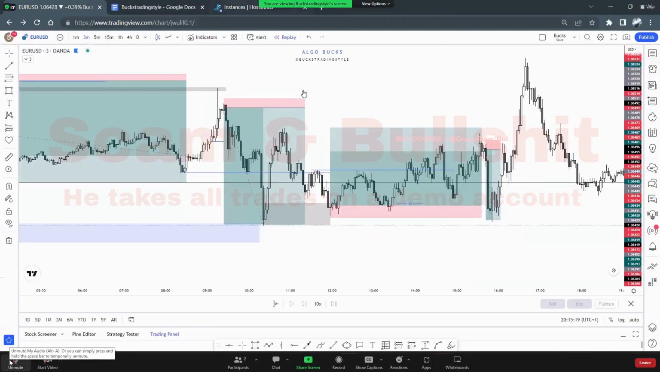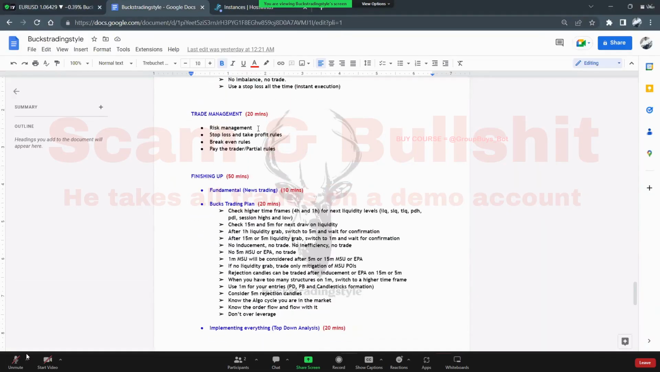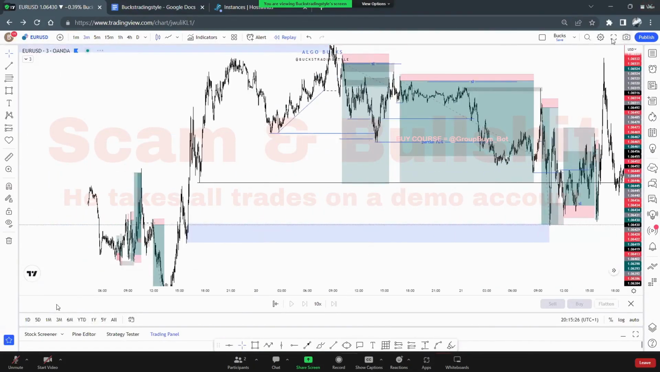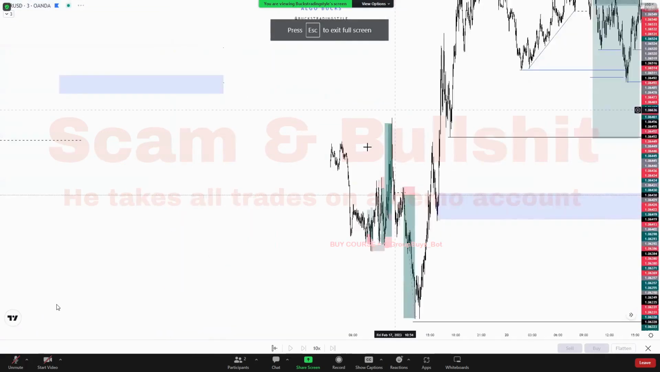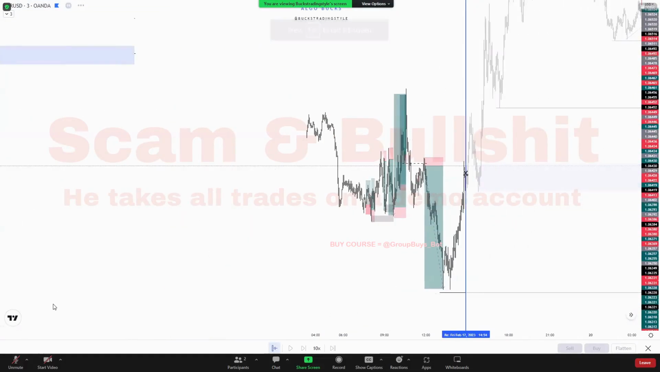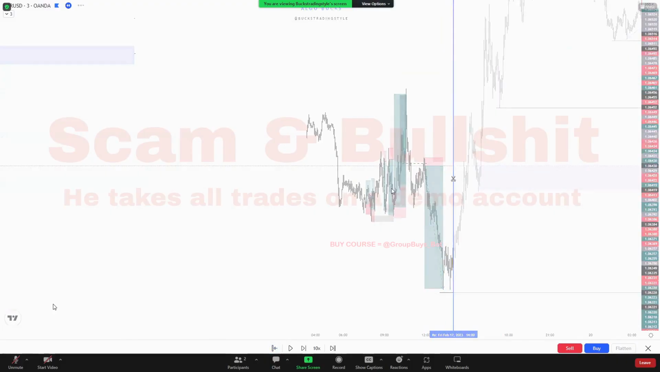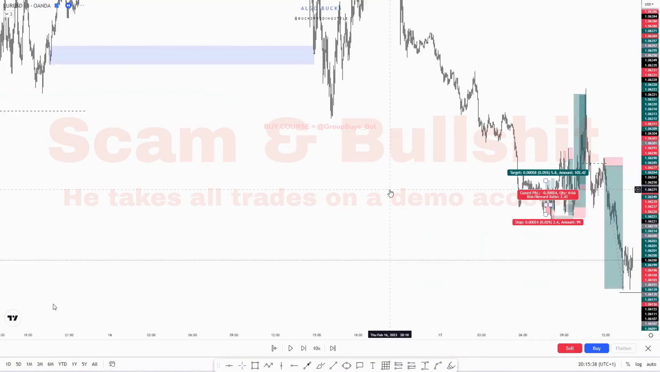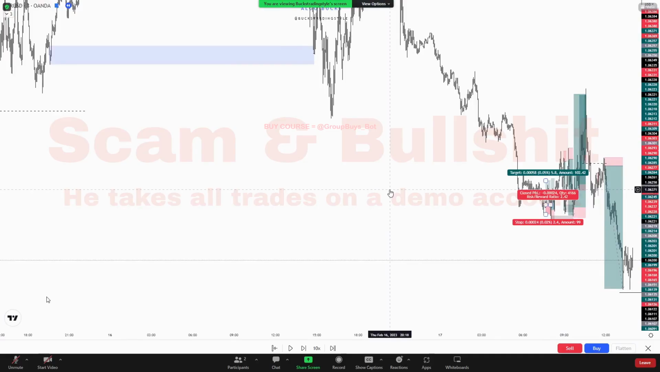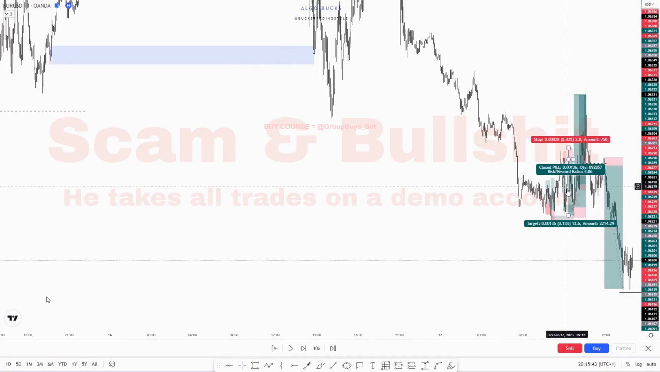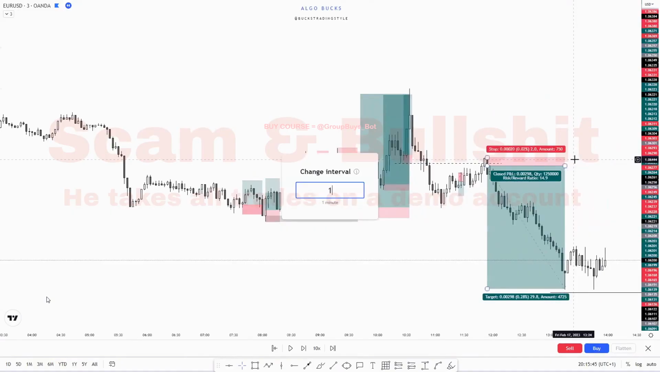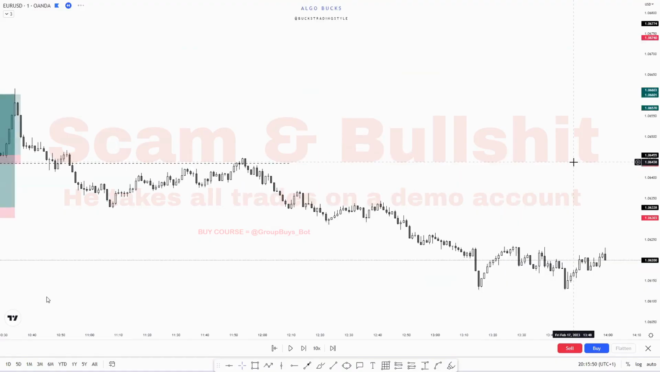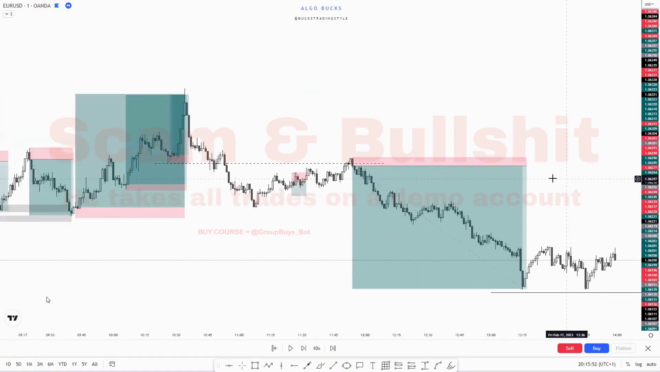Okay. Let's look at other scenarios before we proceed. Let's look at this day. Let's understand what price did this day. Let's use the 1 minute time frame this time around.